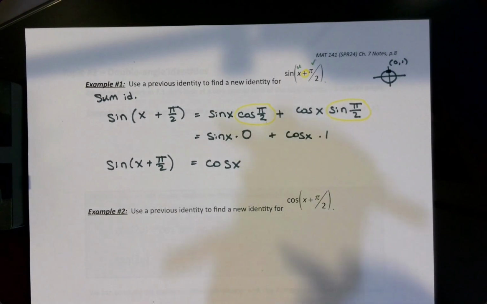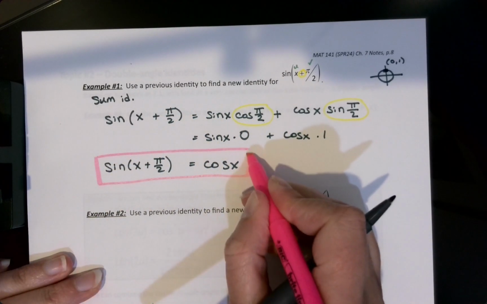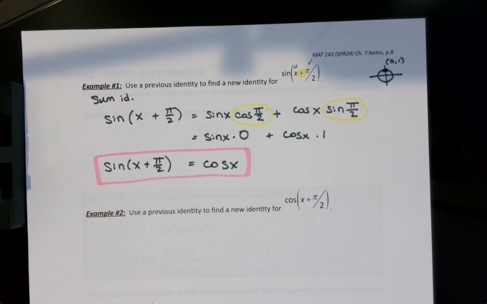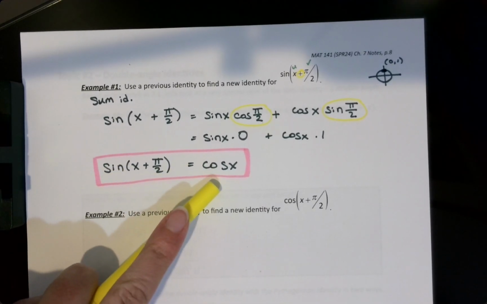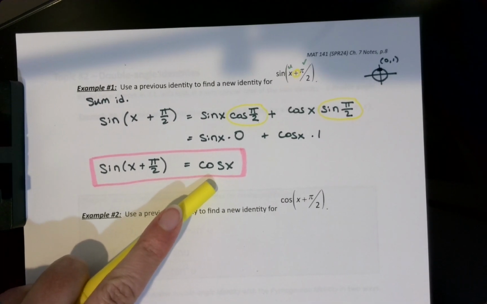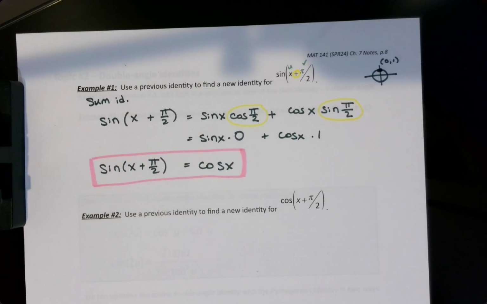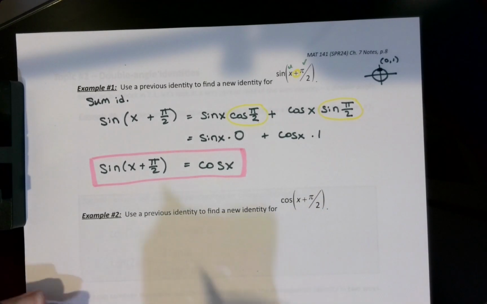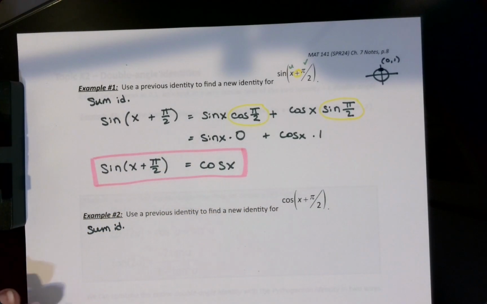So for the sine function, this looks very similar to the cofunction identities from the previous page. The cofunction identities would have said that sine of pi halves minus x is equal to cosine of x. It turns out through the sum identity that the sine of x plus pi halves is also equal to cosine of x. Let's see if the reverse is true. Let's see what happens for cosine of x plus pi halves. We are again going to use a sum identity for cosine this time.